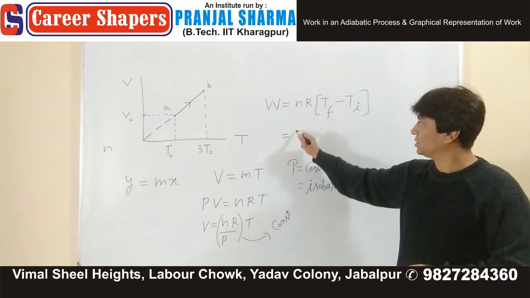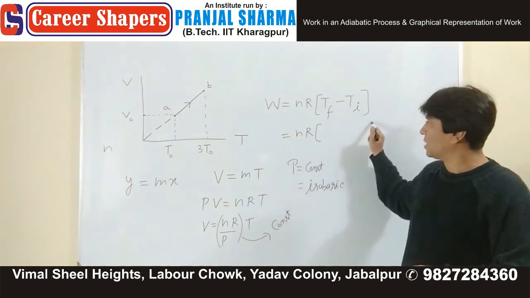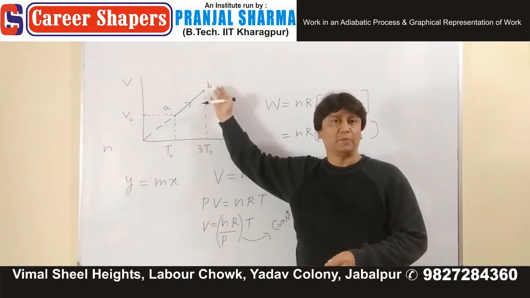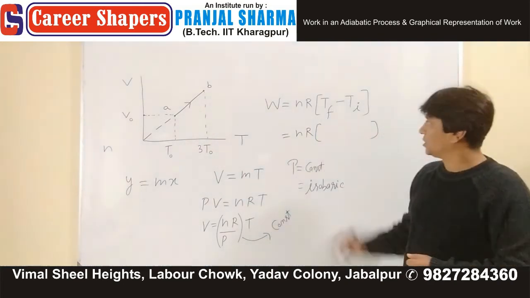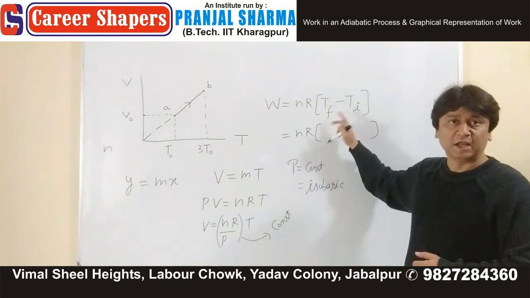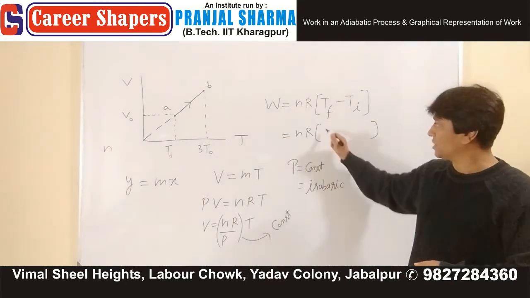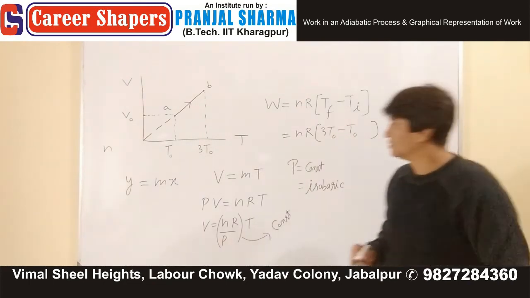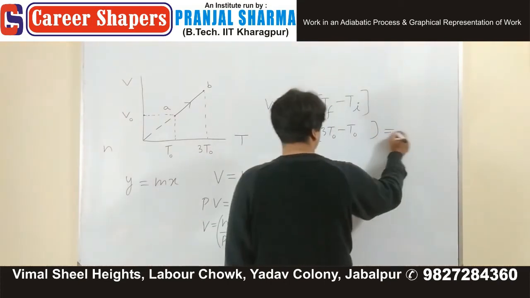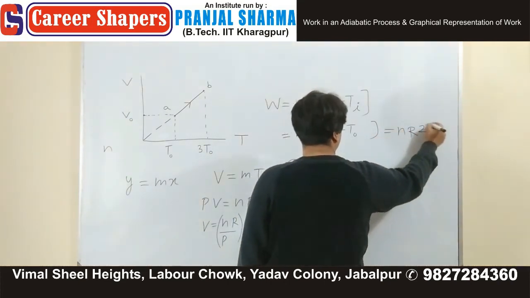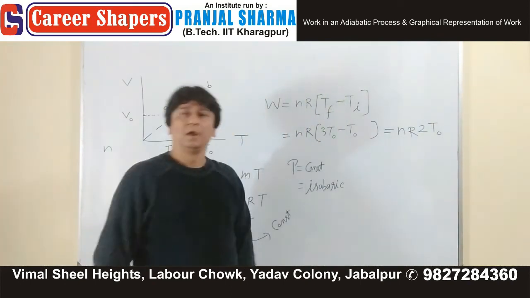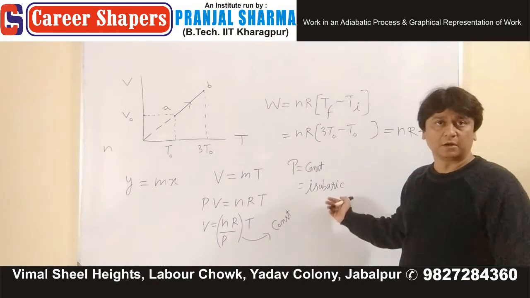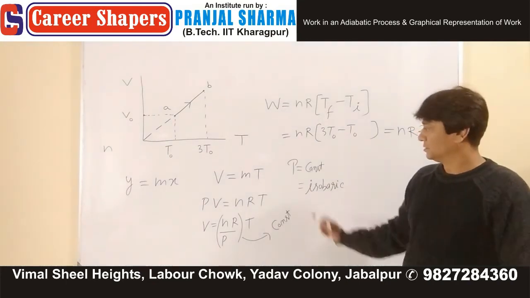Now, for this question, we have nR. We don't have to worry about what the final volume corresponding to B is, because they are interested only in the initial and final temperatures. The final temperature is 3 T naught. The initial temperature is T naught. Done. The answer is nR times 2 T naught. And this is basically an isobaric process. Note this down.